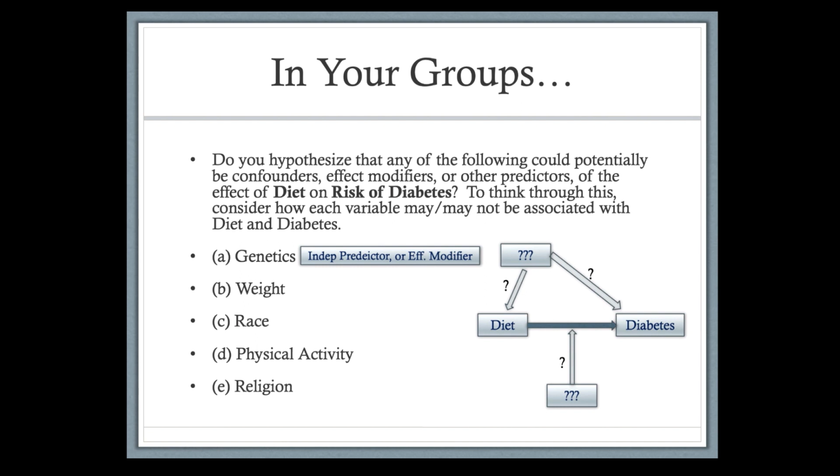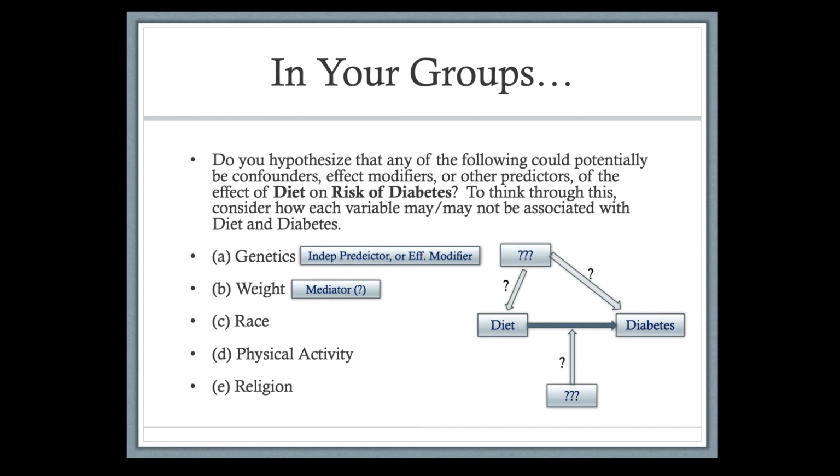Now let's think about the direction of that association. Does diet directly affect your weight, which then in turn affects diabetes? And I would think it probably does. So there we're thinking it's potentially a mediator. Again, diet directly has an effect on your weight, which then has an effect on diabetes.